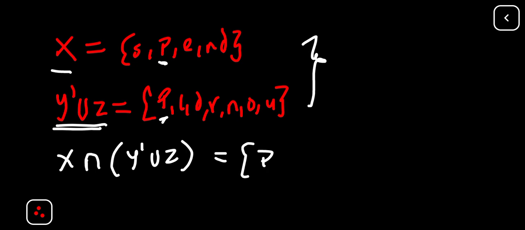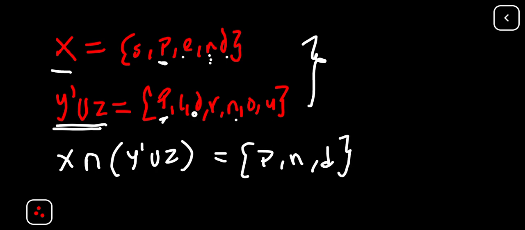Now let's see. E is not in both of them. N is okay. Yes, N is in both of them. So we have N. Yeah, N is here, N is here. So that's common. Then D is in both of them. D is here and D is here. All right. So we have P, N and D.